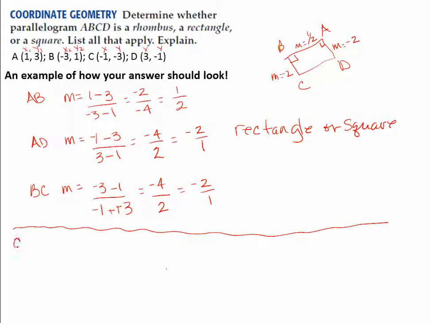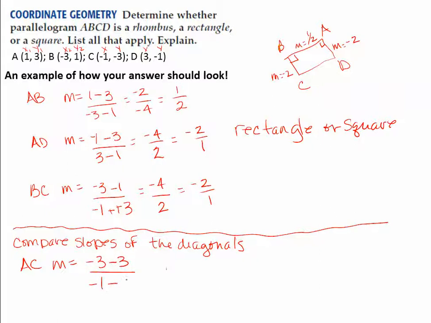I'm going to compare slopes of the diagonals. Okay, so my first diagonal is AC that I'm going to check out. So I've got negative 3 minus 3 over negative 1 minus 1. Oops, almost put the wrong answer down there. So I got negative 6 over negative 2, which reduces to a positive 3 over 1, or just 3.